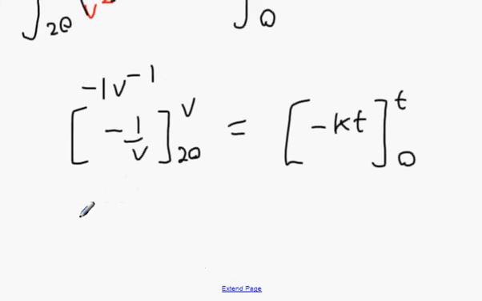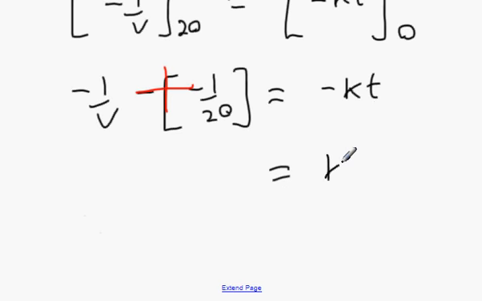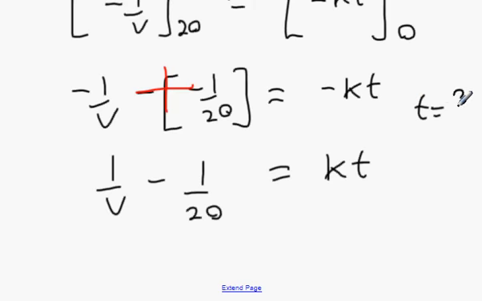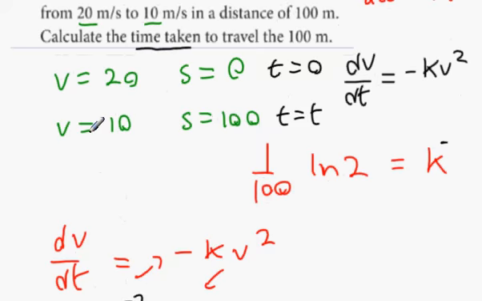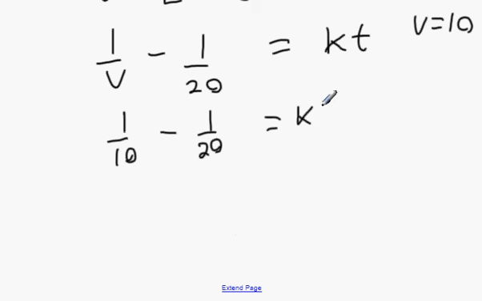Next we get minus 1 over v minus 1 over 20 equals minus kt. This turns into a plus; two minuses make a plus. Multiply both sides by minus, and I get kt equals 1 over v minus 1 over 20. The whole point of the question is it wants me to figure out the time when the velocity is 10. What is the time when v equals 10? So I'm going to replace v with 10. I get 1 over 10 minus 1 over 20, and that equals kt.